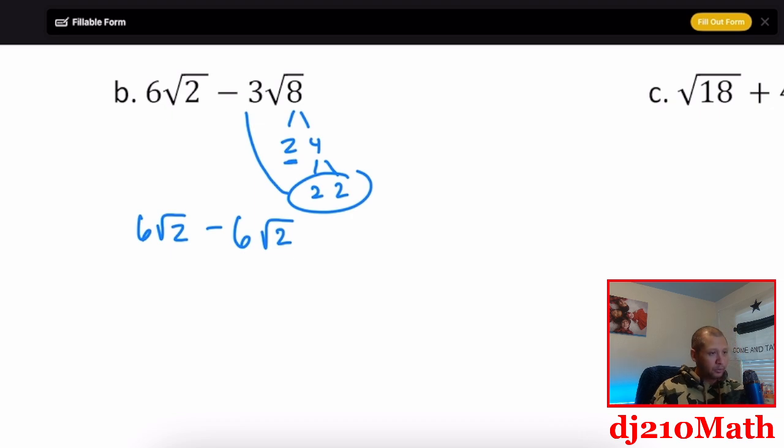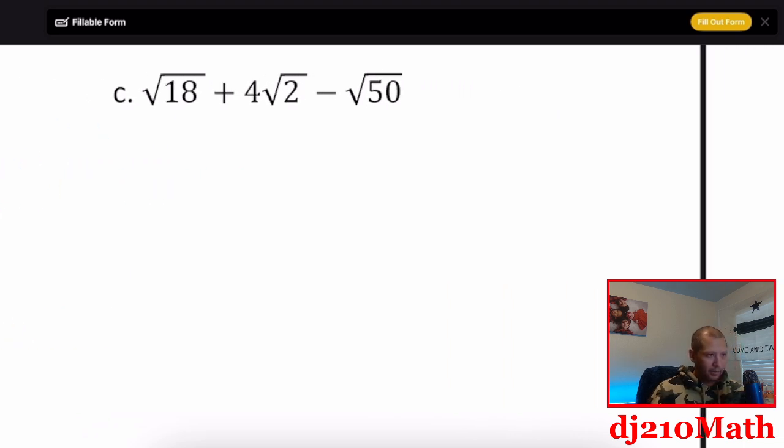So we have 6 root 2 minus 6 root 2. Well, if I have 1 and I take it away, we get 0. That one's easy. Again, that's only possible when the square roots match.